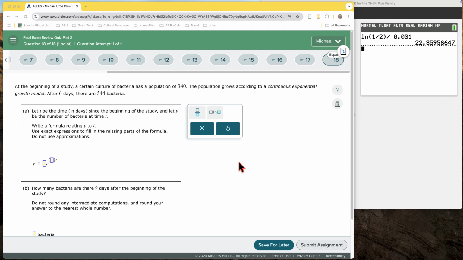We've reached the end of our review: 18 questions. In the beginning, I thought I was doing Module C, but I'm doing the final exam review, so let's stick with that. Here's question 18. Let's get it set up with some writing tools. Here we go.